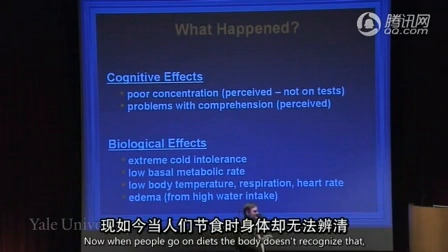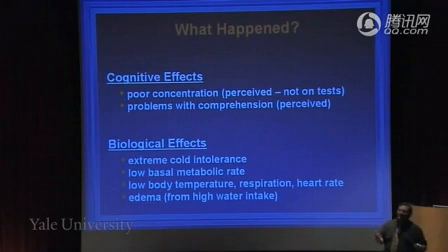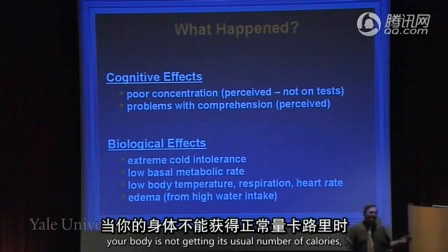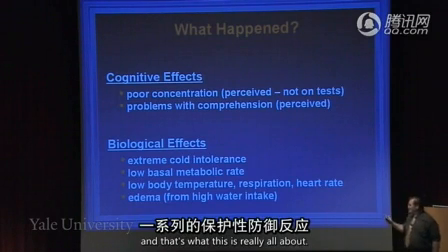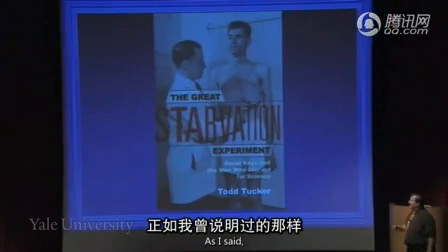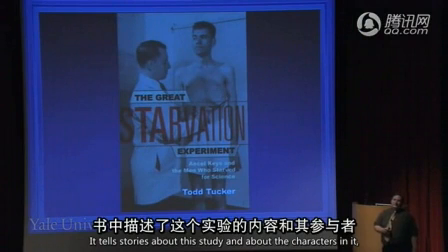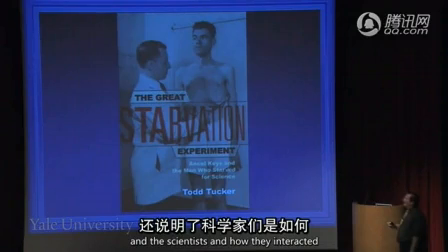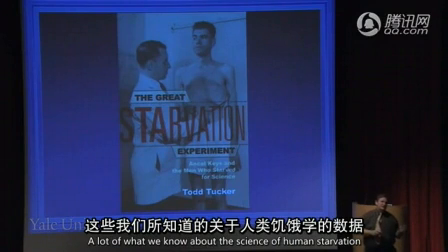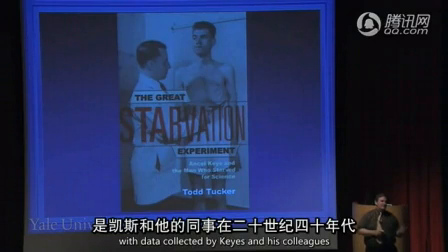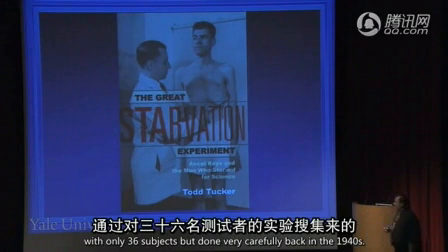Now, when people go on diets, the body doesn't recognize that, well, okay, I'm trying Atkins because I want to lose 5 pounds. All it knows is that your body is not getting its usual number of calories, and that signals a protective defense, and that's what this is really all about. So as I said, this book called The Great Starvation Experiment is very interesting, and it tells stories about this study and about the characters in it and the scientists and how they interacted with the subjects and the like. So a lot of what we know about the science of human starvation comes from data collected by Keyes and his colleagues with only 36 subjects, but done very carefully back in the 1940s.